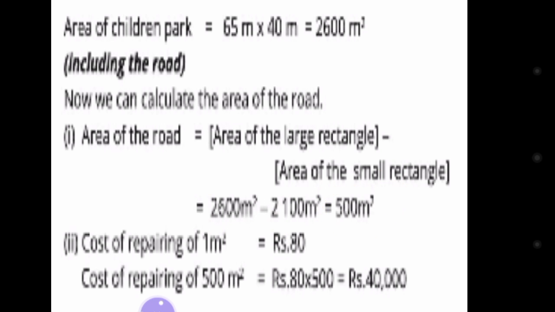Now the cost of repairing the road. The cost of repairing 1 meter square is given in the question as rupees 80. We find out the cost of repairing the whole area of the road, that is 500 meter square. We multiply rupees 80 by the area of the road, 500 meter square. We get 40,000 as the cost of repairing the whole road.